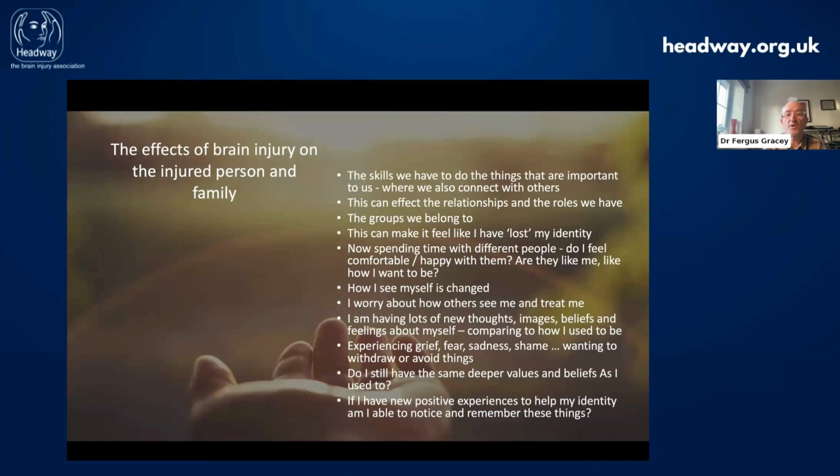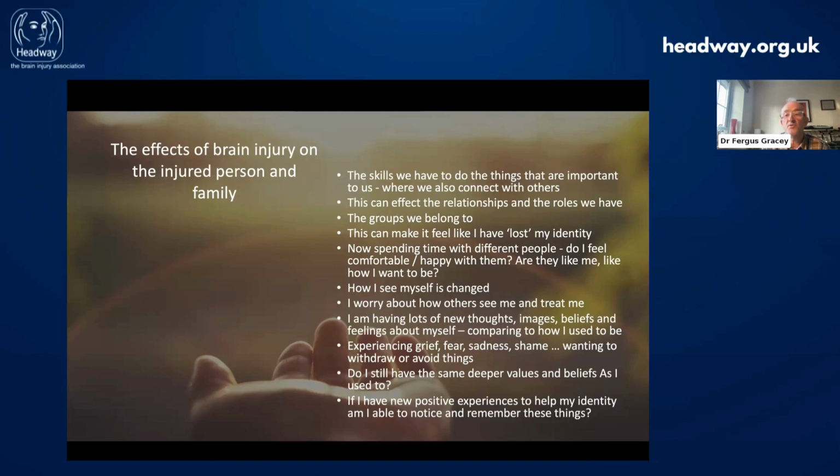So the effects of brain injury on the injured person and on the family are many and varied and broad. Obviously the brain injury can impact the skills that someone has to do the things that are important to us. But we know from social identity theory that if the person can't do the things that are important to them, it also might interrupt or disrupt the important connections they have with others connected with those activities. So that affects the relationships and the roles the person has. It might affect their opportunity to get support, to get feedback, to be reassured, to be helped. So that can make it feel like people have lost their identity, and a sense of loss of identity and grief is a key experience that many people have.